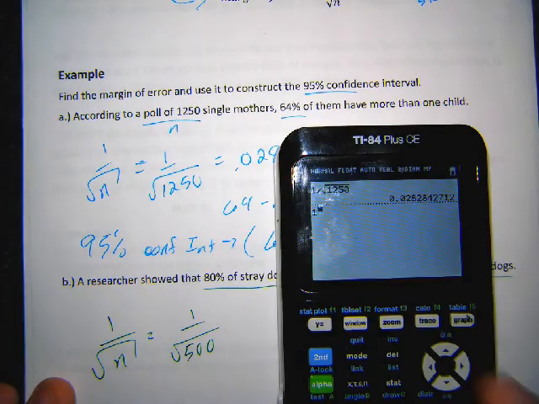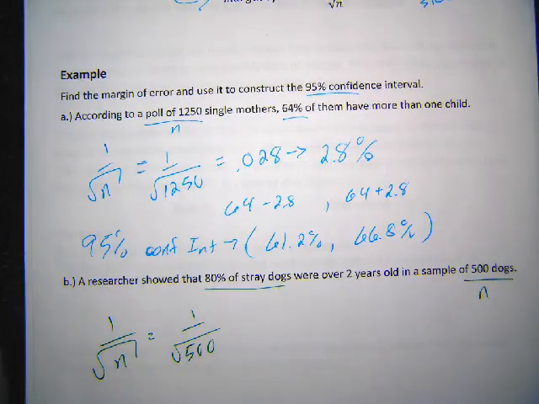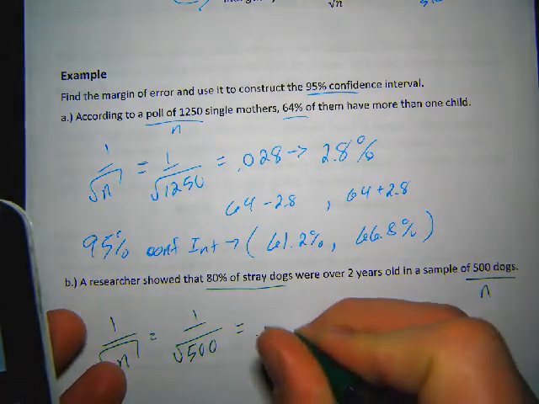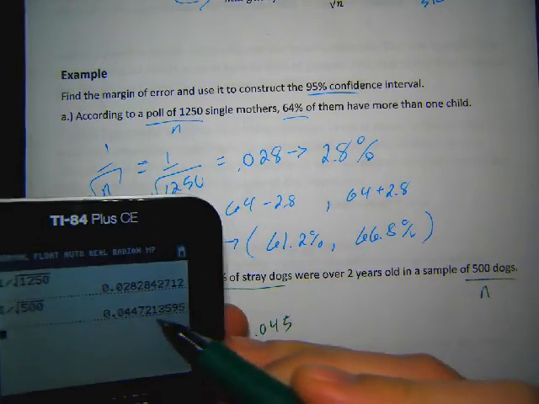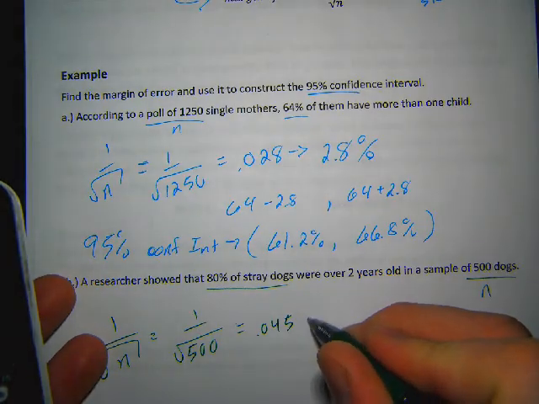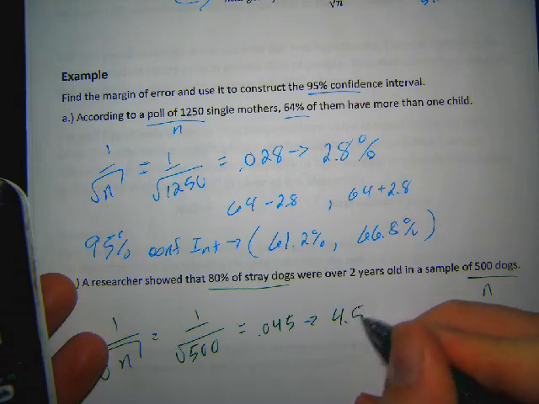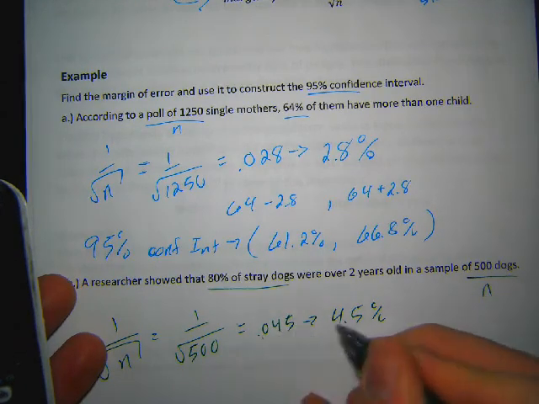1 divided by, oops, I hit the wrong button. Divided by square root of 500. Okay, 500. And that's how we're going to find our margin of error. So margin of error is 0.045, I guess, if you round it. The 7 would tell you to round the 4 up, and that would turn into about 4.5%. So 4.5%, moving 2 spots to get the percent.